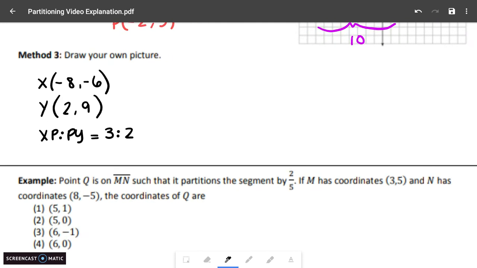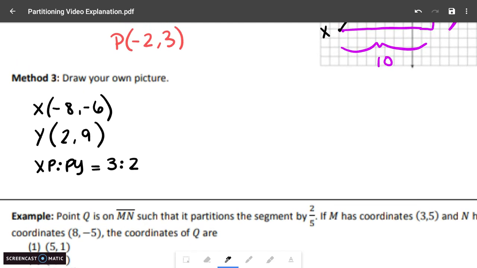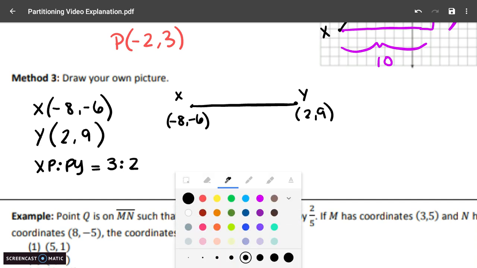So that being said, in case I don't have a graph, and in case it's hard for me to remember a long formula like that, I like to try to make my own picture. And it doesn't have to be drawn to scale. Anything that we make on our own will never lose us points. And I'm going to call it x and y, which I know my points are at -8, -6, and at 2, 9. I know this isn't an accurate picture, but it's just enough for what we need.